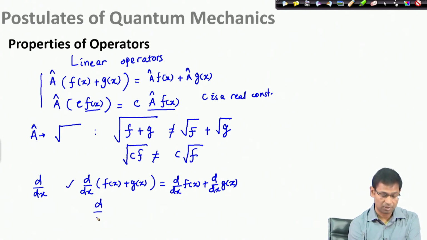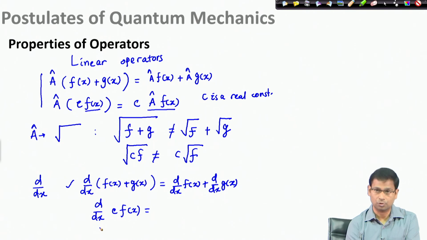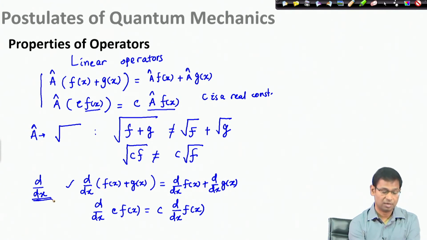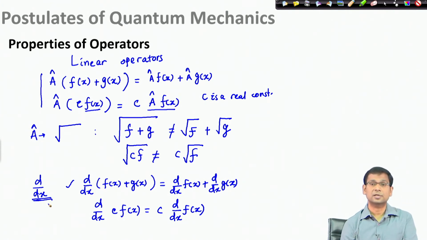So, let us look at what happens to the second one. If I multiply this, then I know that c is real and c is also a constant. So, it is independent of x. Therefore, I can bring c out of the differentiation. So, the operator d by dx is actually a linear operator.